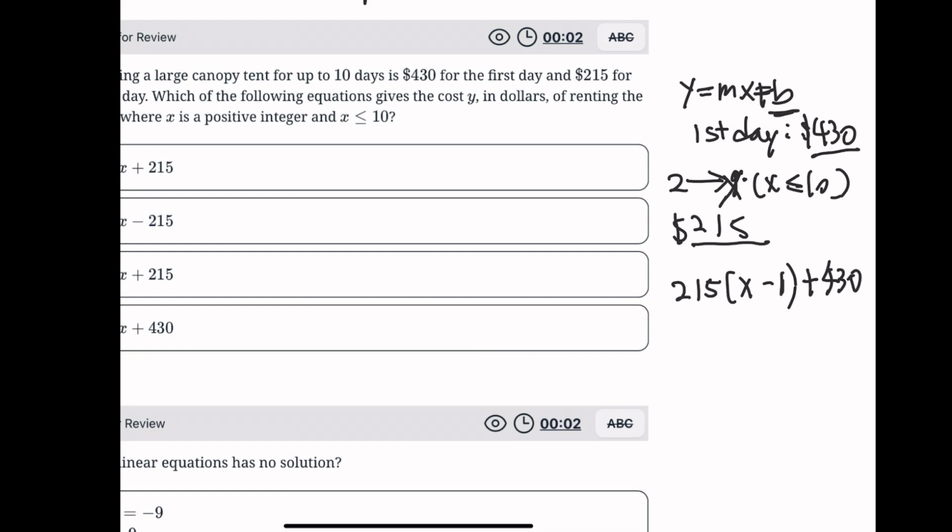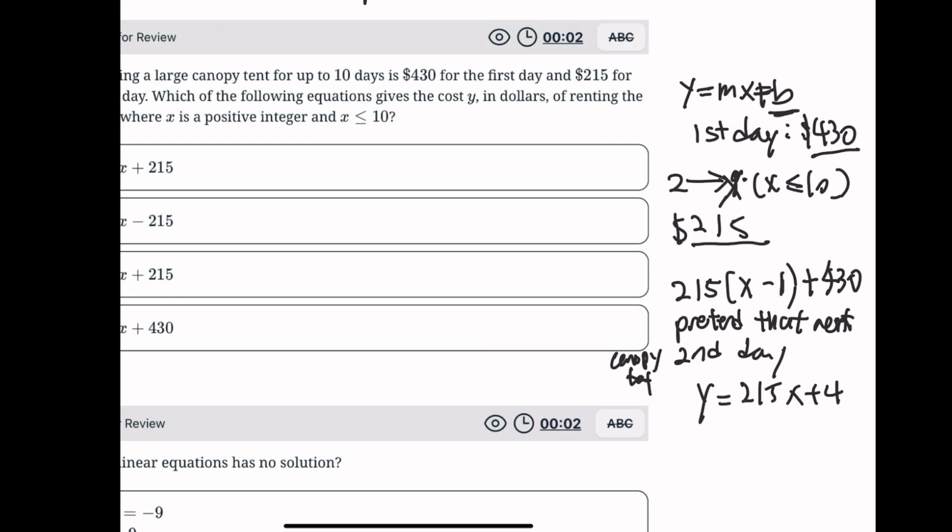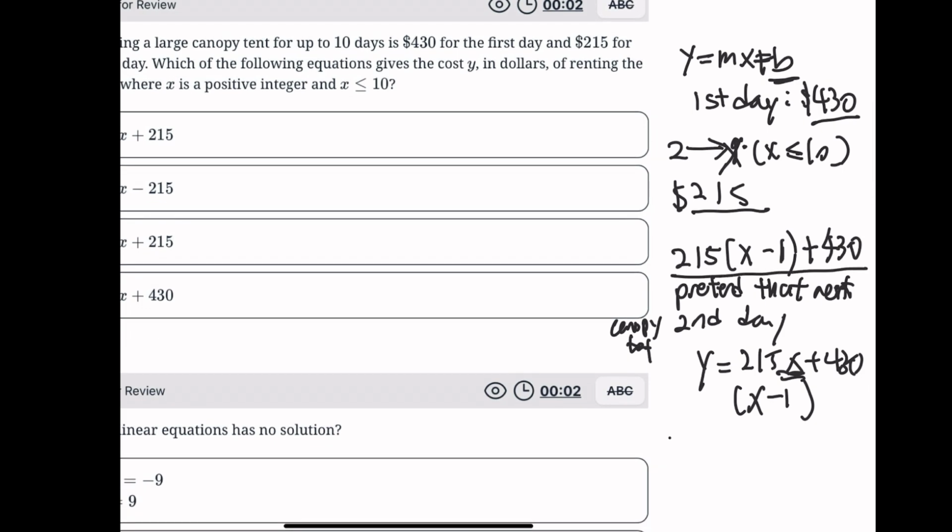So essentially you have to think about it like this, right? Let's pretend that we start renting the canopy tent on the second day. Then the graph would be in the form of y is equal to 215x plus 430. But we have to remember that we're trying to count from the first day. So we have to do an x minus 1 instead of x, right? So we have to just essentially solve this equation.